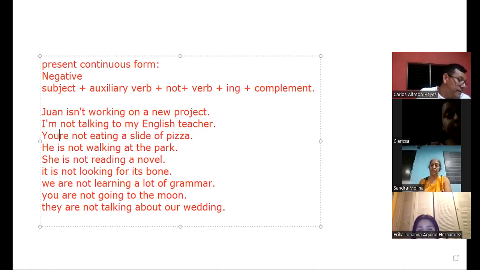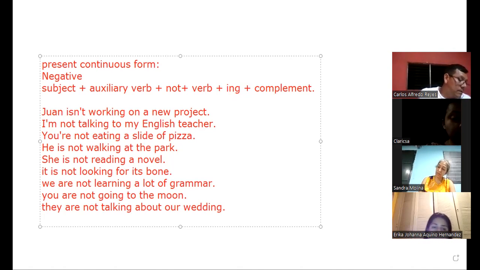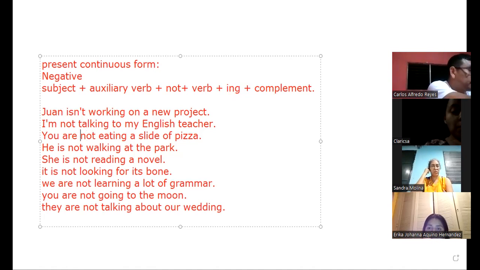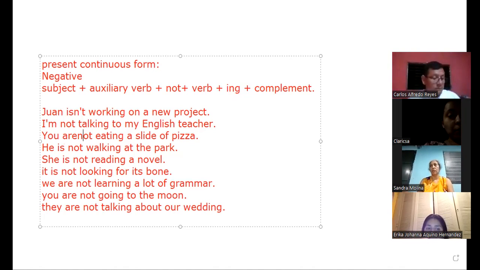Jonathan gave me one of the answers that I was looking for, and he said the way that we contract these sentences is uniting the word you and are and replacing one of the letters with the apostrophe. And he said, you're not eating a slice of pizza. That's one way that you can contract the sentence. But there is another way. What is the other way that we can use to contract this sentence? También se puede hacer de otra forma esa contracted. ¿Sí? You aren't. There we go, you aren't. You aren't eating a slice of pizza. Yes. Very good, excelente.